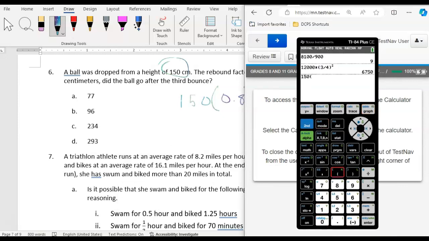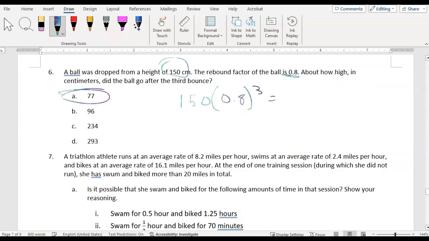So 150 times 0.8 to the power of 3. Third bounce, right? Yes. Okay. So 76.8, so close to 77.